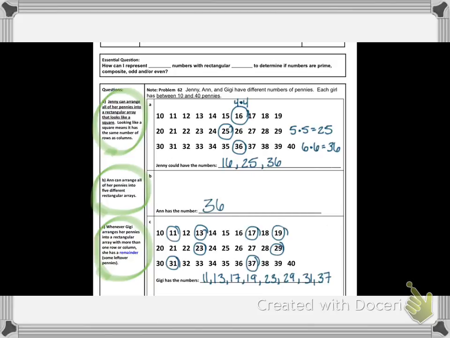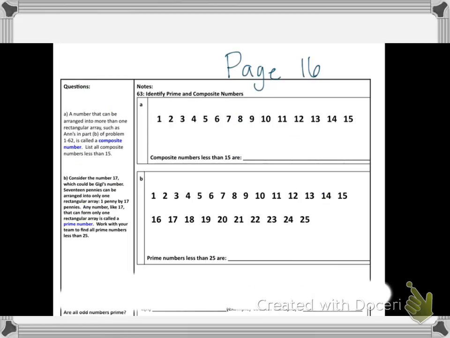Let's go ahead and flip our note sheet to page 16. On page 16, it says identify prime and composite numbers. You may have heard of these words before. If we read in the margin, it says a number that can be arranged into more than one rectangular array, such as Anna's in part B of the problem, is called a composite number. List all of the composite numbers less than 15.